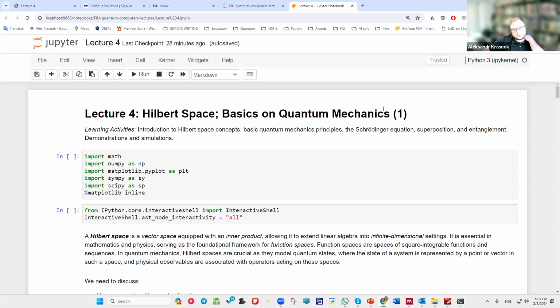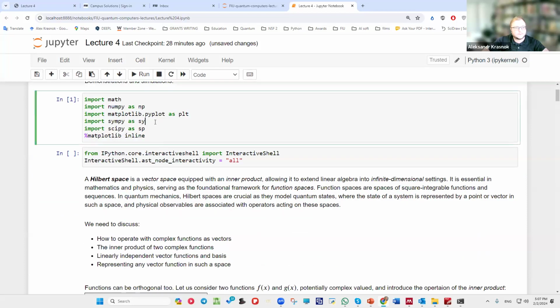I put 1 because we will discuss the first part of quantum mechanics today, and next week we will continue. All right, so let me import the libraries we're going to use, and also, as usual, we enable this multiple output.